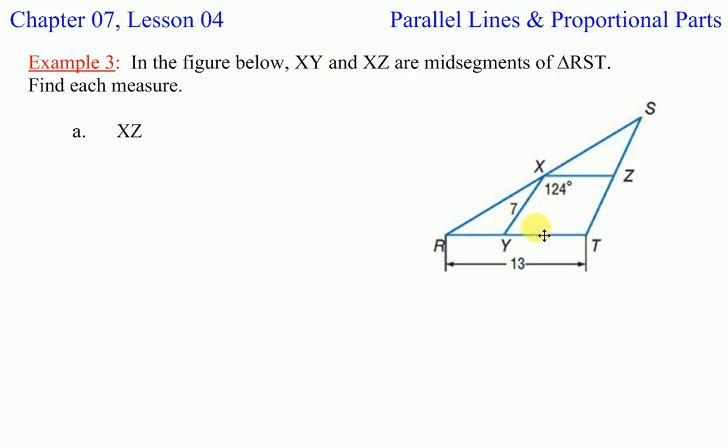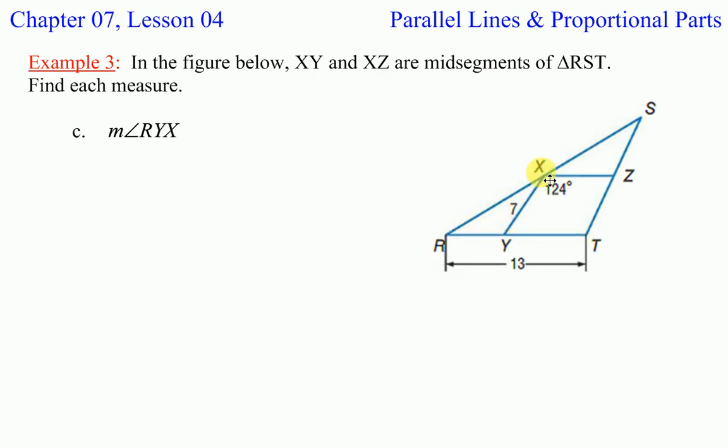We know that XY and XZ are midsegments of this triangle. We want to find the measure XZ. Well, we know that XZ is half of RT. So half of 13, so XZ is 6.5. Pretty easy. Alright, then we want to find ST. Well, we know that XY is half of ST, and we know that XY is 7, and so half of ST, or ST over 2, multiply each side by 2, and we get ST is 14.